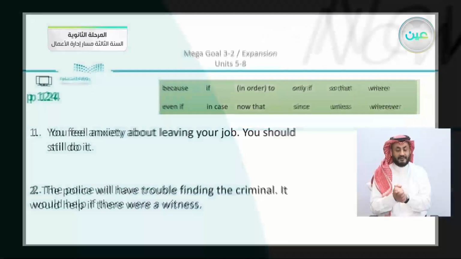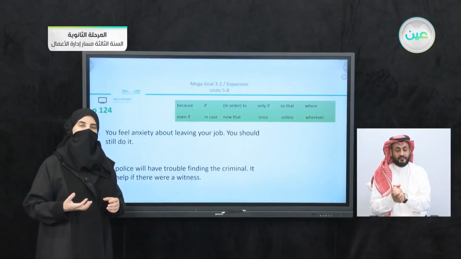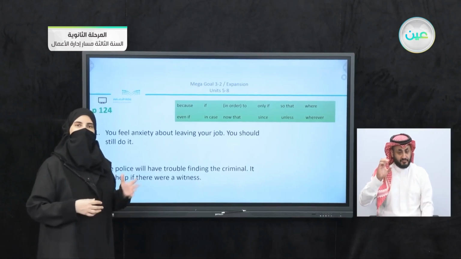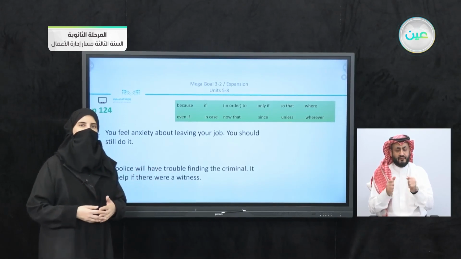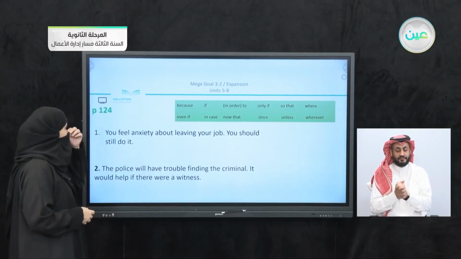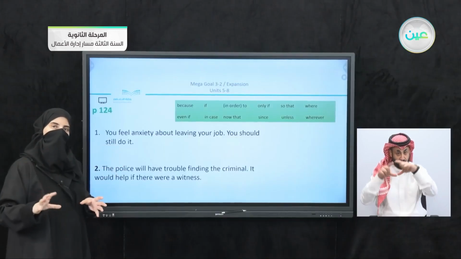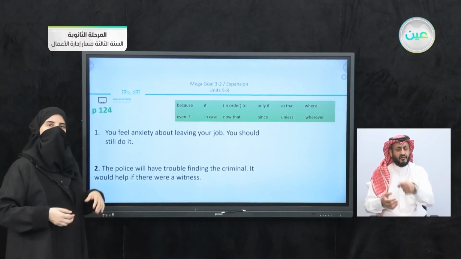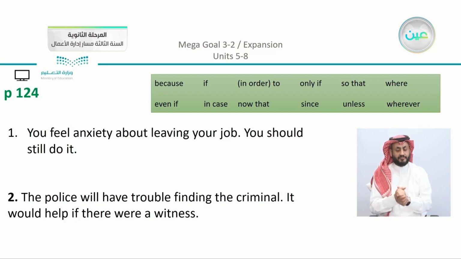So we are going to start with our exercise, and as we noticed that I used the word defects here, we are going to also make use of the sentences we have here by revising some new vocabulary that we studied. Now we have number 1. You feel anxiety about leaving your job. You should still do it. Now here you can see that I put the box within the conjunctions, so we can make use. I'm going to give you just a second here, just to relate. You feel anxiety about leaving your job. You should still do it.